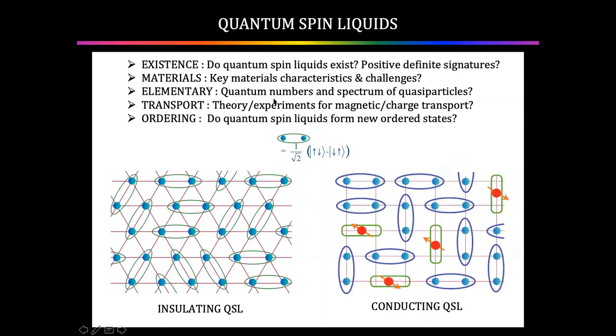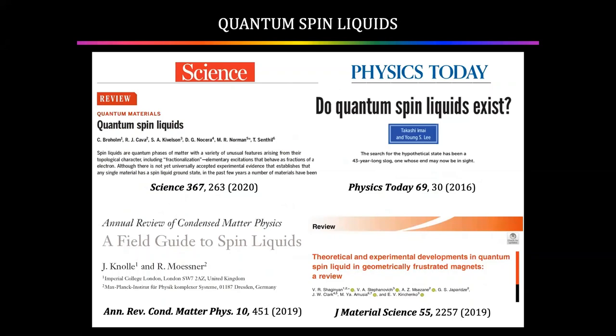If they exist, what are the quantum numbers of the quasiparticles? Then a fully detailed theory, including transport theory for these magnetic fluids. And finally, the one I'm interested in: do quantum spin liquids form new ordered states of matter? Okay. But this is a red hot topic in quantum matter research all over the world. You can see topical reviews coming out month after month sometimes, because this is one of the frontier problems in quantum many-body physics and in quantum matter research.